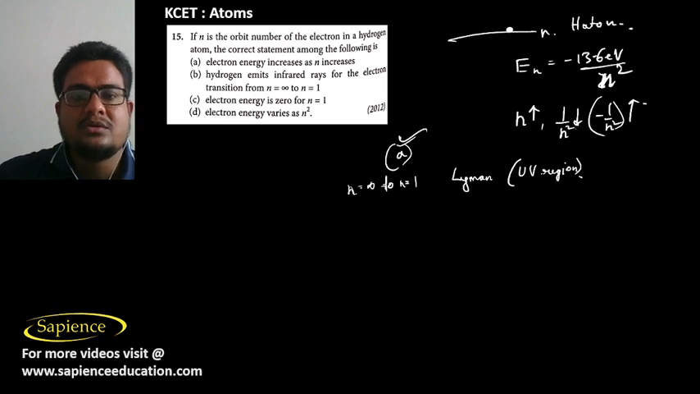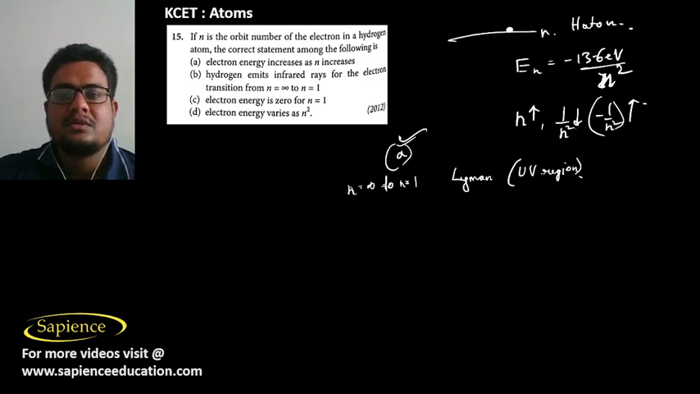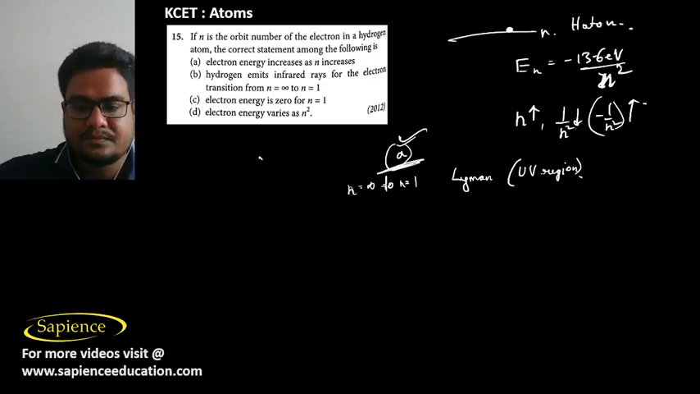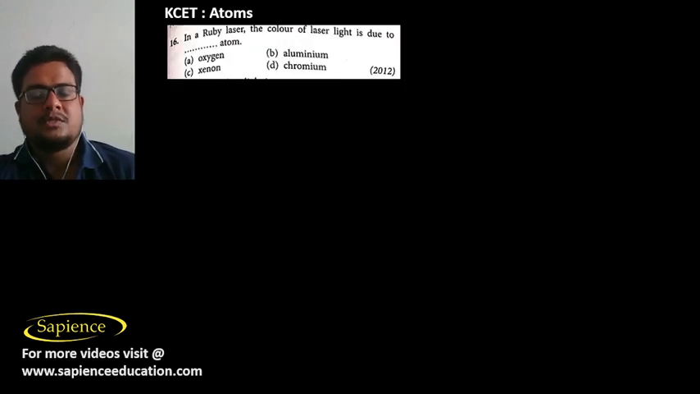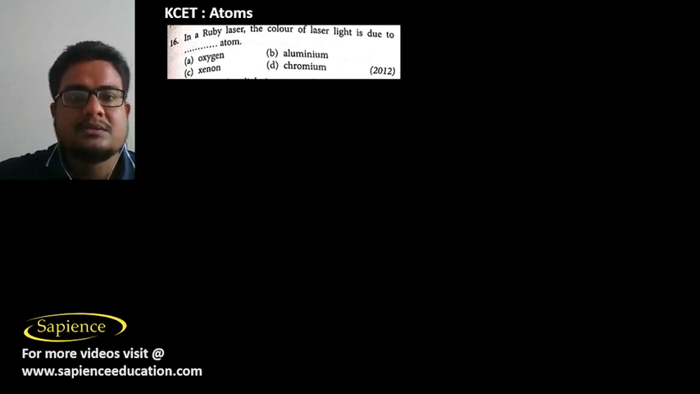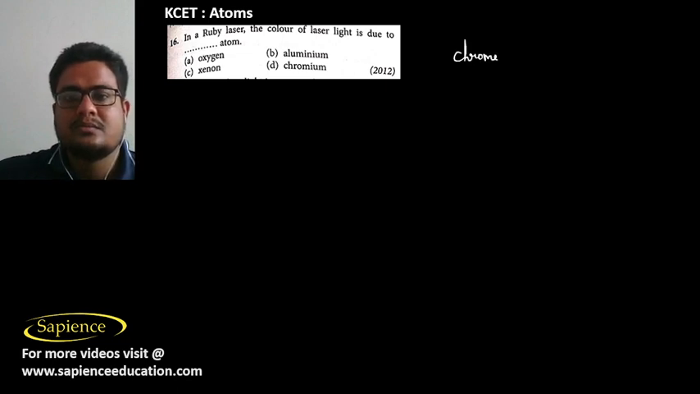Electron energy is 0 for n is equal to 1. No, it is 2. And electron energy varies as n is equal to 4. A is the correct answer. Then in a ruby laser, the color of the laser light is due to chromium. Color of the laser light in a ruby laser is due to chromium.